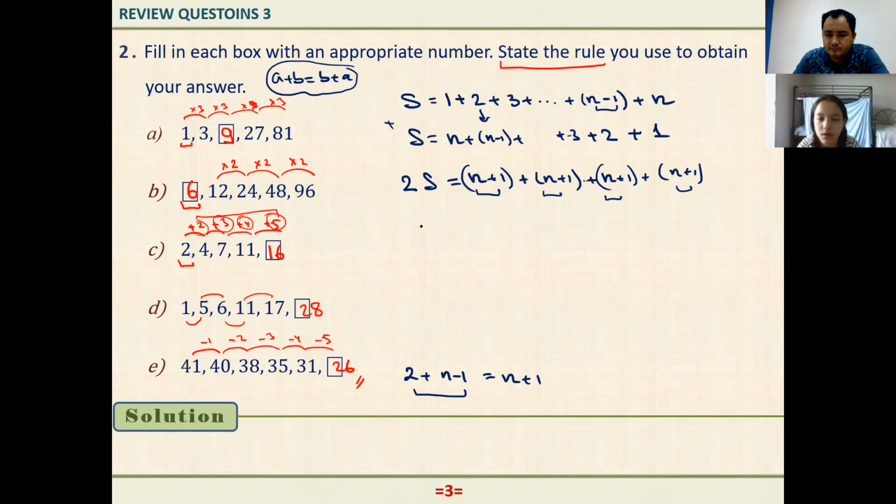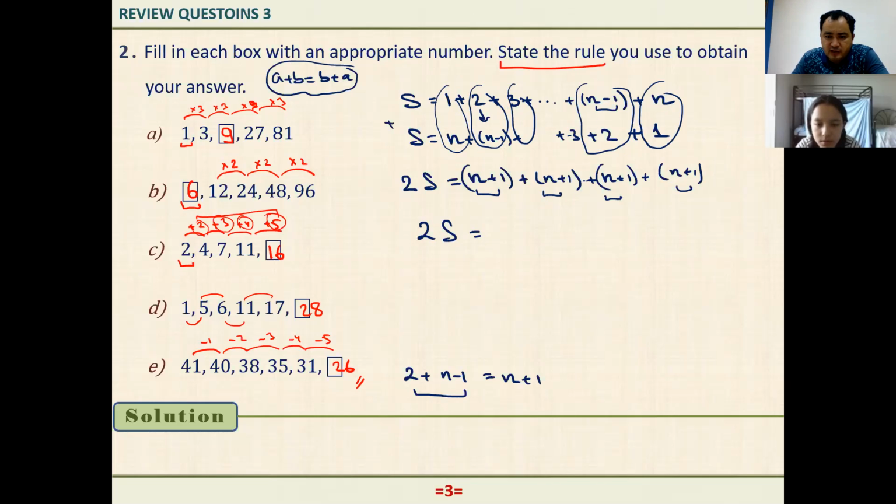4. Look, here I got 1, and I got another 1, I got another 1, I got another 1, right? Now, how many pairs we have here? N, right? Because it starts with 1, 2, 3, 4, 5, 6 until N.